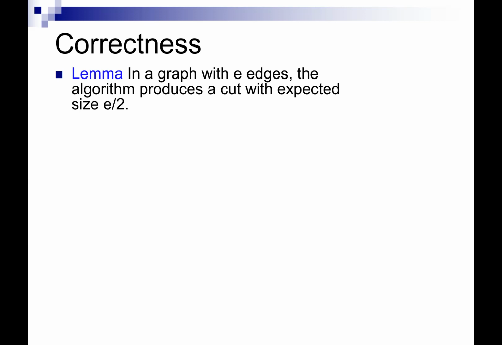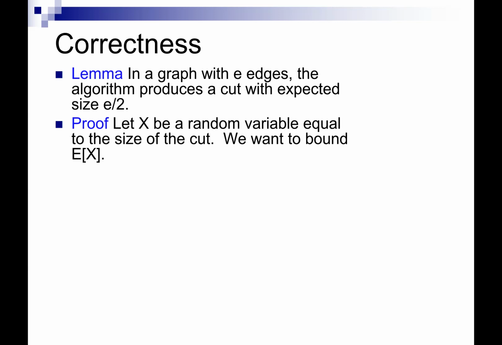And what we're saying with this lemma is that in expectation, we're going to produce a cut of size e divided by 2. So that's guaranteed to be half the max cut. This is why this algorithm is going to achieve an approximation factor of 2 if we can show this lemma. And this lemma is going to have a pretty simple analysis.